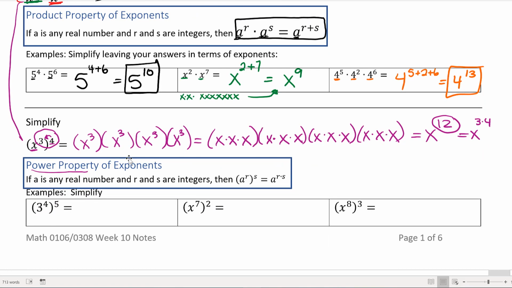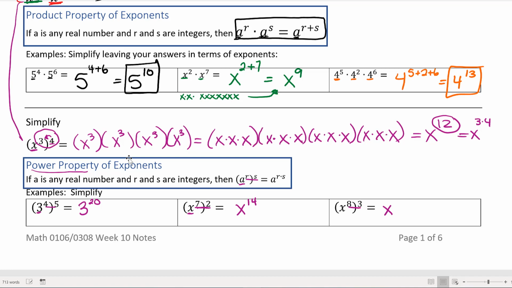So our rule is if we have a to the r to the s, notice one base, two exponents, then you multiply the exponents. So here we have one base 3 and two exponents, so that's going to be 3 stays the same, and the exponents you multiply. Here I have one base x and two exponents, 7 and 2. So x to the 7th squared means x to the, multiply your exponents, 14. The next one, x is the base, and we only have two exponents here, so we multiply and get x to the 24.